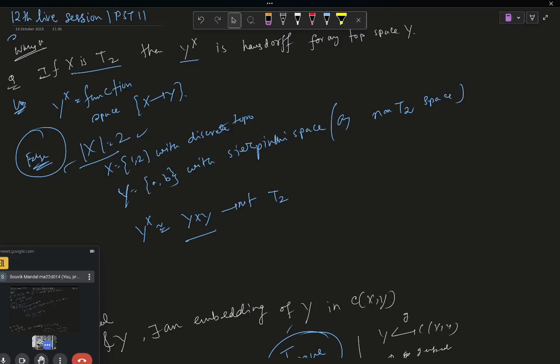So these are some techniques we need to always keep in mind. Y to the power x can be written as y to the power y, and that is not possible. So this answer is in general false. For that we need to consider counterexamples.